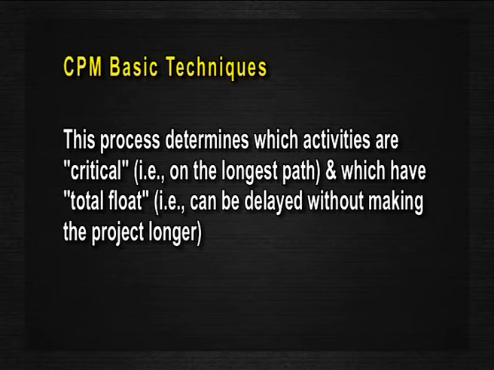Using these values, CPM calculates the longest path of planned activities to the end of the project and the earliest and latest that each activity can start and finish without making the project longer. This process determines which activities are critical, that is on the longest path, and which have total float, that is can be delayed without making the project longer.